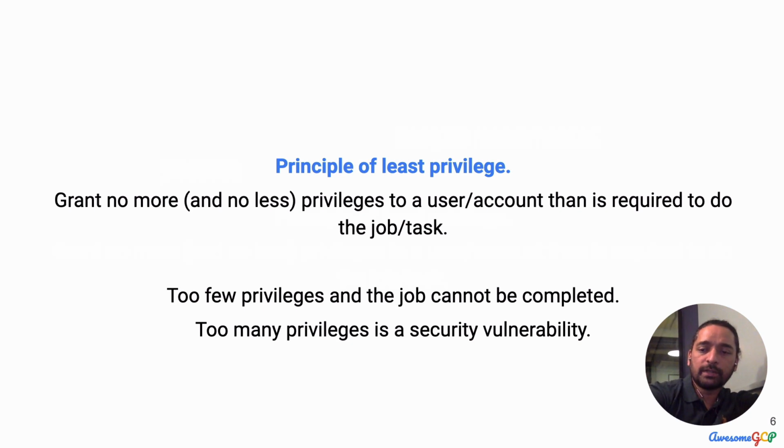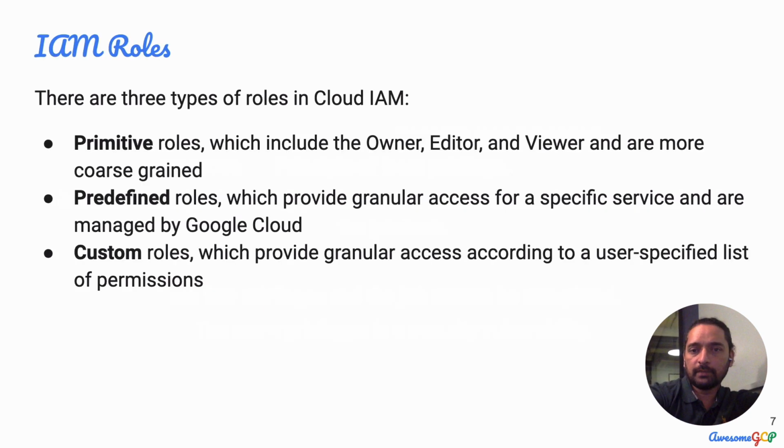So when you're answering this question, keep in mind the principle of least privilege. On IAM roles, what are the different IAM roles available? In Cloud Identity and Access Management, there are three types of roles: primitive, predefined, and custom. Primitive existed when GCP was just starting out, and they have three key roles: owner, editor, and viewer. These tend to have a larger bunch of permissions as a part of these roles, and they tend to be very coarse-grained.